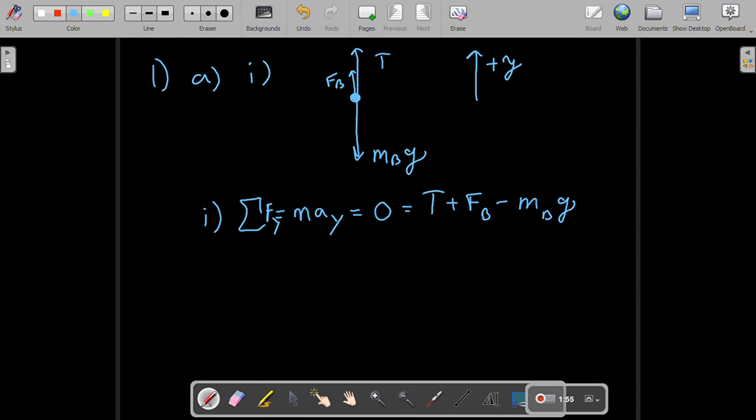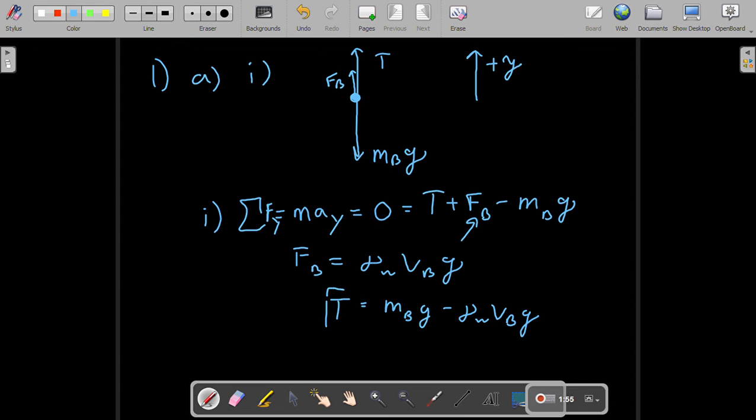Now, what is this force of buoyancy? We know from Archimedes, the force of buoyancy is the density of the water times the volume of the block times g. And I can substitute this into the force of buoyancy, and I solve for the tension as m_B g minus rho_W V_B g. That's your answer for the first part.